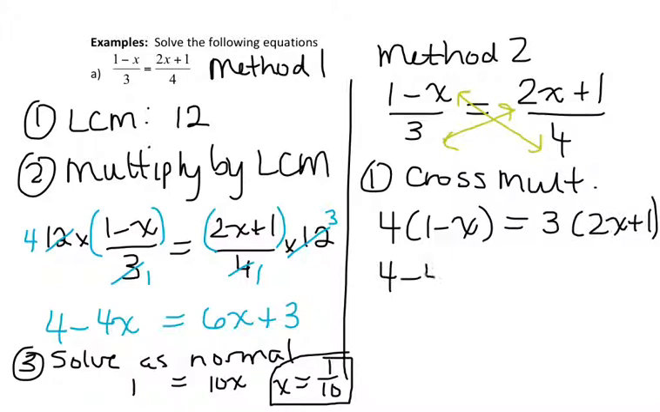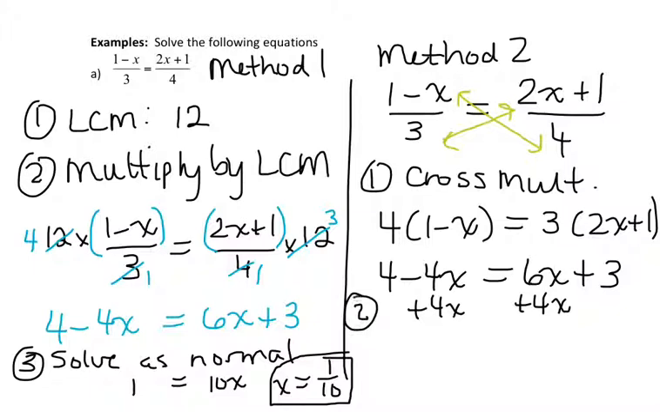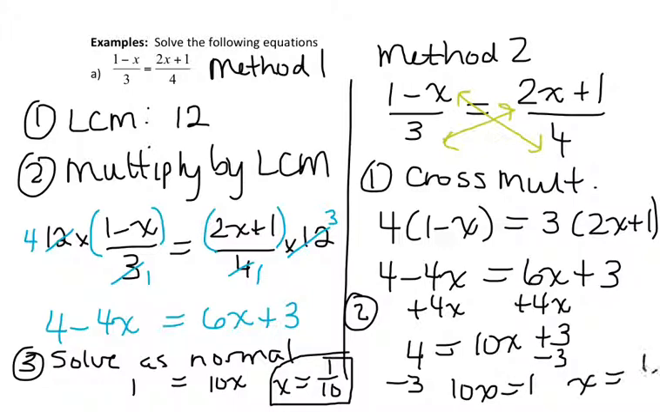That's going to give me 4 minus 4x equals 6x plus 3. Well, notice I'm right back to here. It's the same thing. So in this case, I'm going to solve. I'll add 4x. So now I'm to step 2, solve as normal. I get 4 equals 10x plus 3, subtract 3. 10x equals 1, just like before. So x is 1/10.